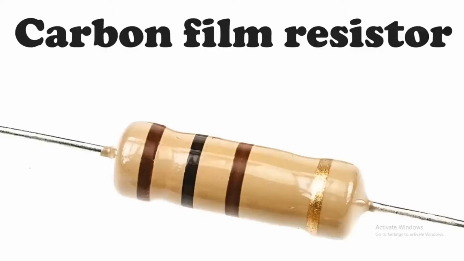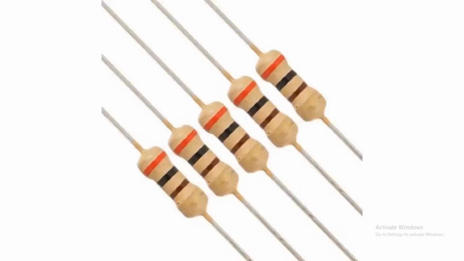The second type of resistor is the carbon film resistor. The carbon film resistor looks like this. We mainly use it in all types of circuits. This resistor is not as accurate as the metal film resistor. You can see here this is also a carbon film resistor.